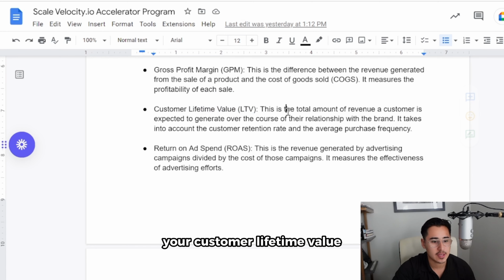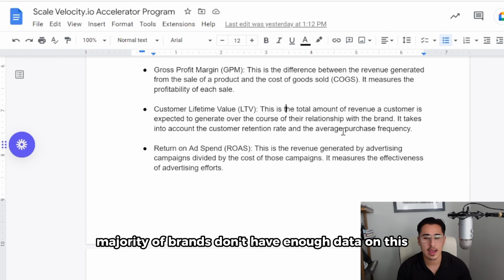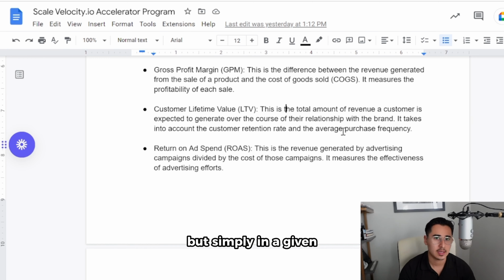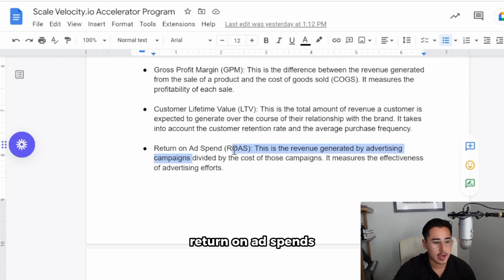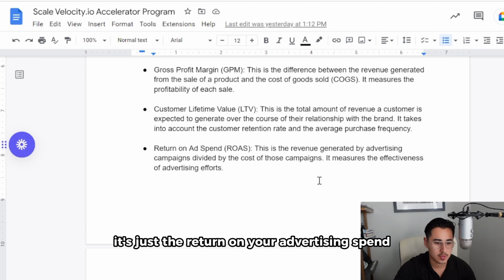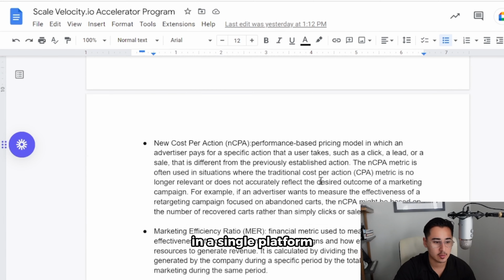Your customer lifetime value, majority of brands don't have enough data on this, but simply in a given, let's say quarter to quarter basis, how many times out of the year is your buyer buying back from your business? Return on ad spend is pretty simple. It's just the return on your advertising spend in a single platform.